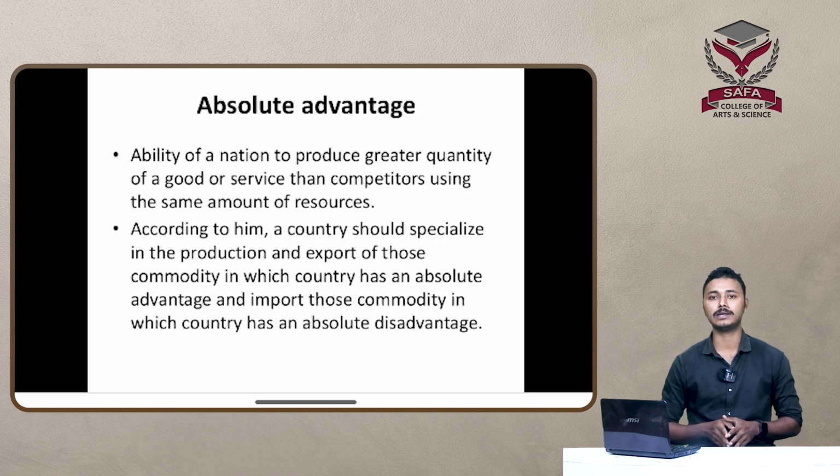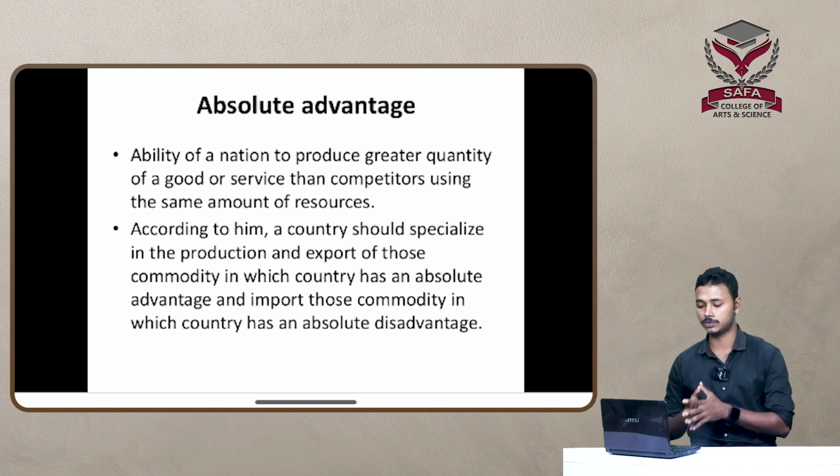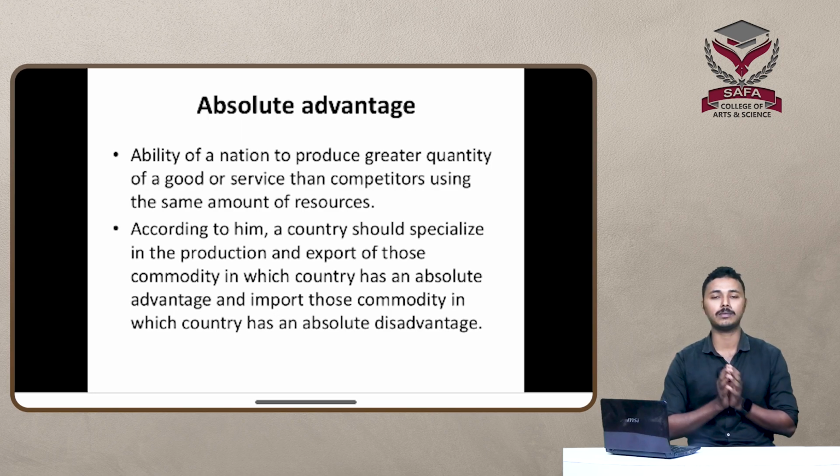Then we can see in detail what absolute advantage is. It is the ability of a nation to produce a greater quantity of a good or service than competitors using the same resources. According to Adam Smith, a country should specialize in the production of the commodity in which it has absolute advantage, and export that. The commodities in which it has a disadvantage in production and distribution, it will import from another country. In this way trade continues.